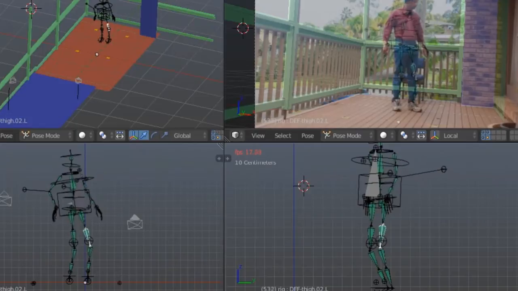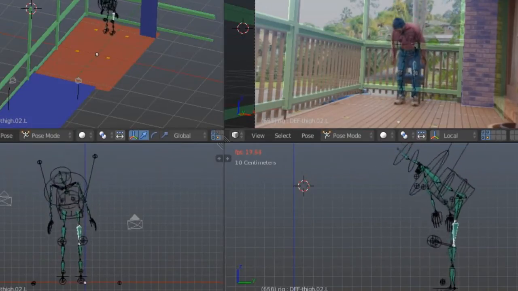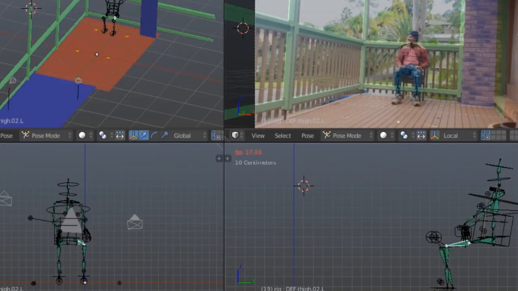There's no cleanup of any of the keyframes. This is all raw. There's a few little jitters, not too much, and that's mostly where there's a bit of occlusion of the tracking markers. It makes it a bit hard to follow the tracks through that area.